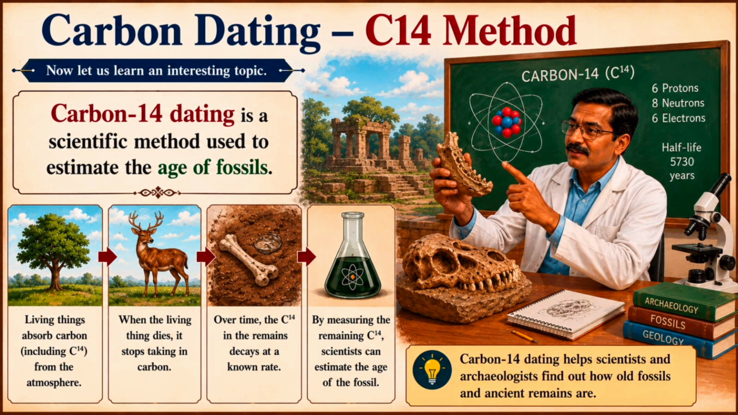Next is carbon dating, that is the C14 method. Now let us learn an interesting topic. Carbon 14 dating is a scientific method used to estimate the age of fossils. Living beings contain carbon 12 and carbon 14. After death, carbon 14 slowly decreases over time. Scientists calculate the remaining carbon 14 to estimate the age of fossils. This method helps identify very ancient objects and remains.